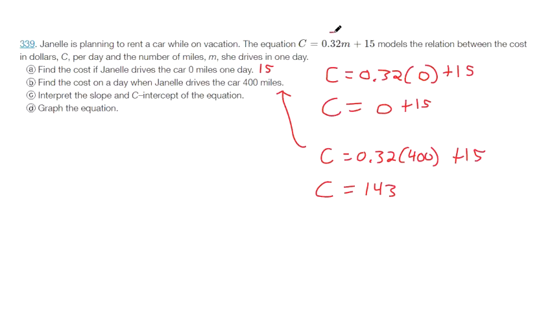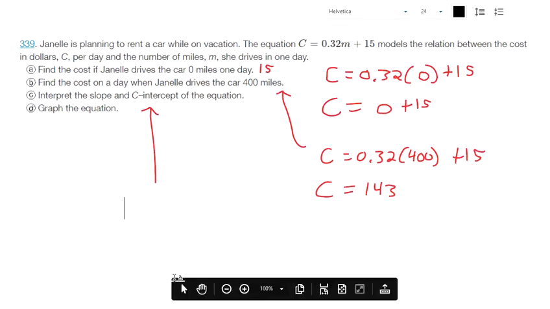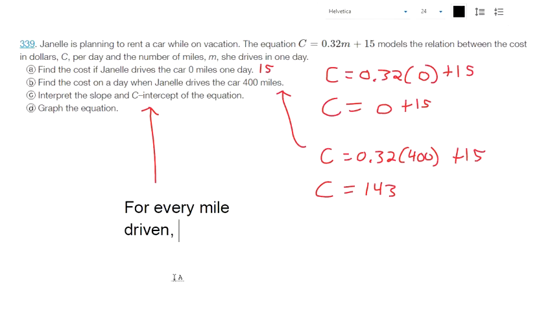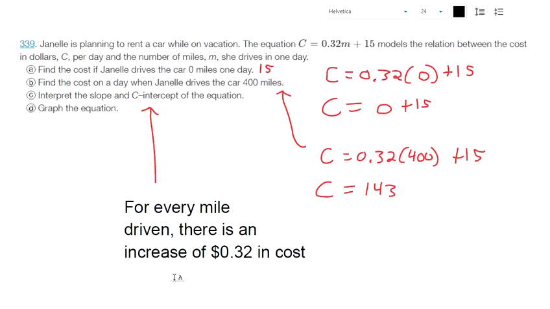So the slope is the number that's attached to your independent variable. It's usually attached to x, but m is our x in this example. So the slope is 0.32. A slope tells you how much the y variable changes based on one increase in x. So the interpretation for the slope here would be, for every mile driven, there is an increase of 32 cents in cost.